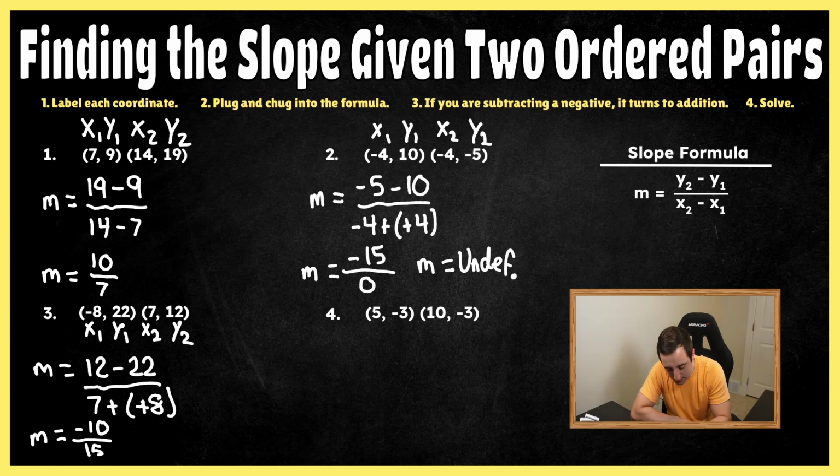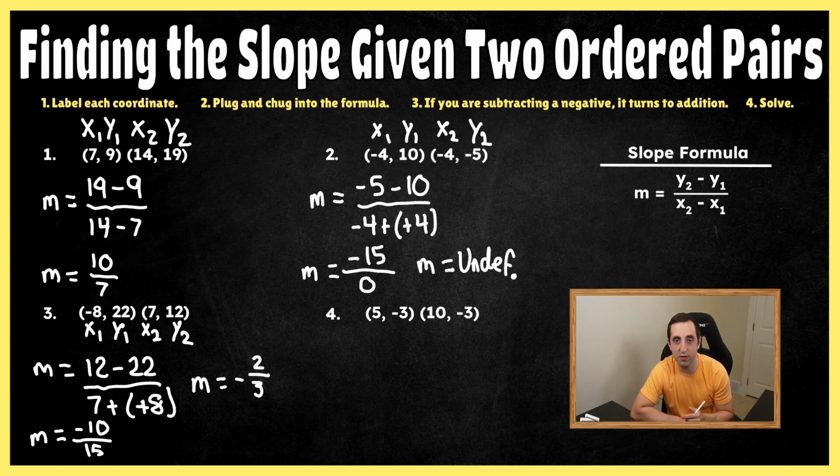So our final answer is going to be m equals, we know this whole fraction is going to be negative because a negative divided by a positive is going to give you a negative result. This will be negative 2 over 3, 10 divided by 5 being 2, 15 divided by 5 being 3. So that's our final answer for number 3.